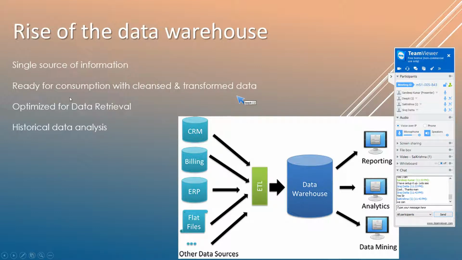That's one. Then next is ready for consumption with cleansed and transformed data, right? As you can see, the business users are not interacting directly with the sources but with the data warehouse, right? So the data in the data warehouse needs to be cleansed and transformed, and that's something that's easily consumable by the business users, right? Finally, optimized for data retrieval, right? So the data model should support very quick data retrieval. We will see this in the next slide on how this is exactly done, right? Optimized for data retrieval, that's one of the important attributes. And finally, the historical data. Transaction system usually does not have historical data, but a data warehouse will always store historical data, right?